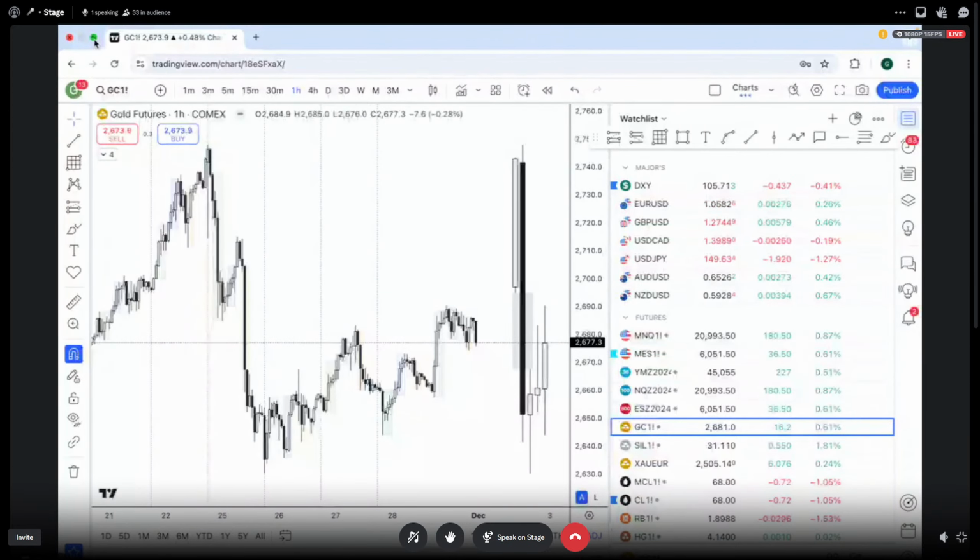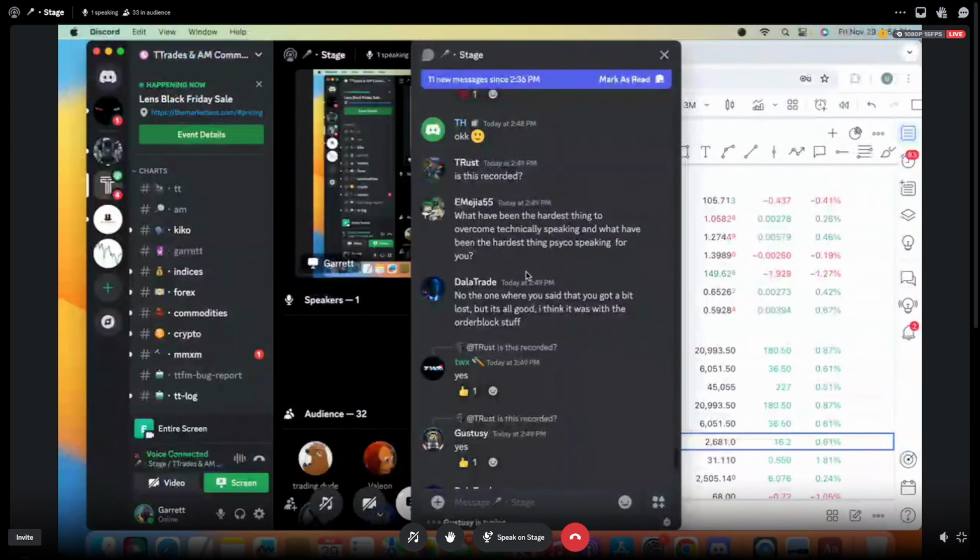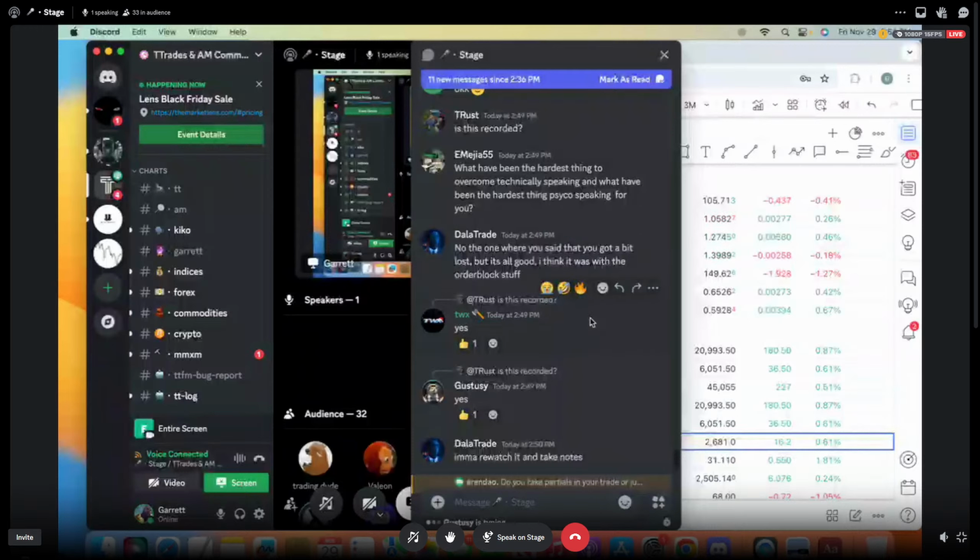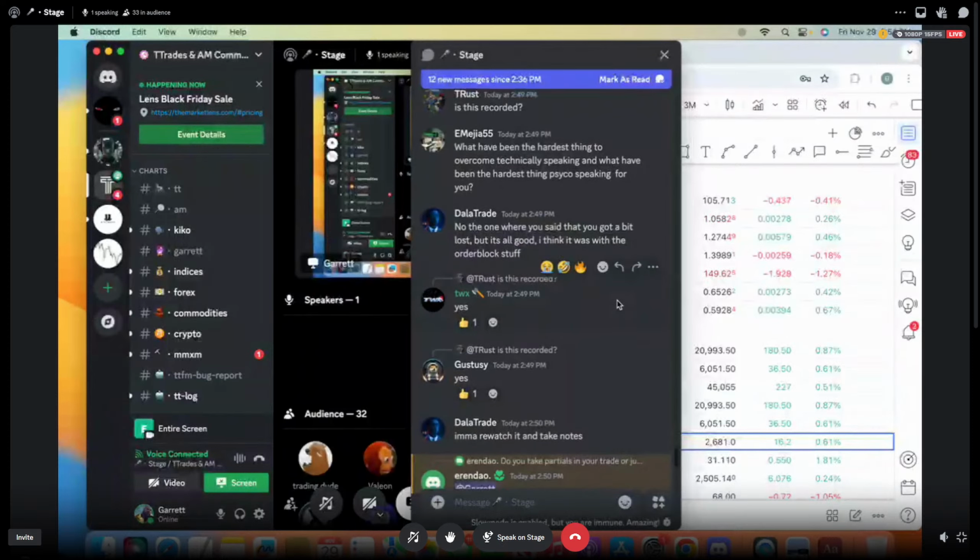Do you take partials in your trades or just final TP? It depends, because if I go in two contracts, because I trade minis, I don't trade micros, then I can't take partials if I go in with one. If I go in with two, then yeah, I can take a partial.